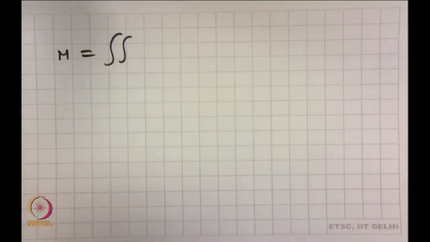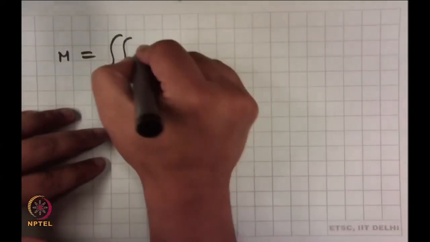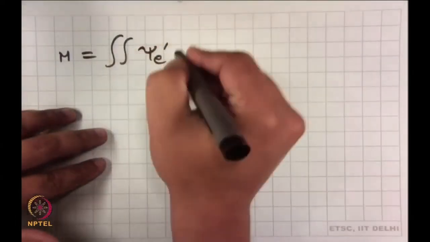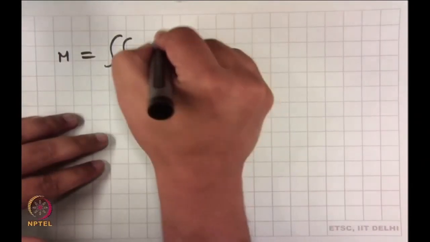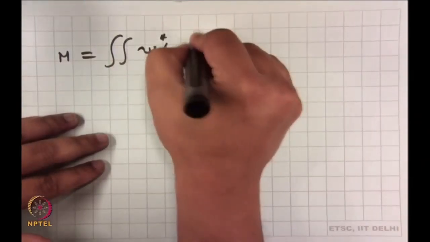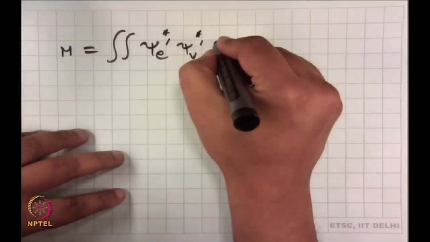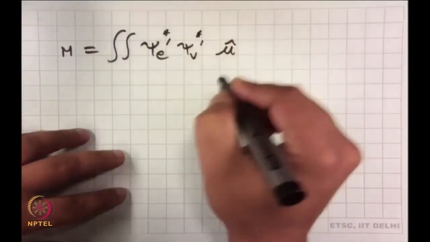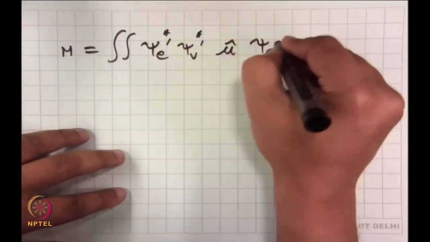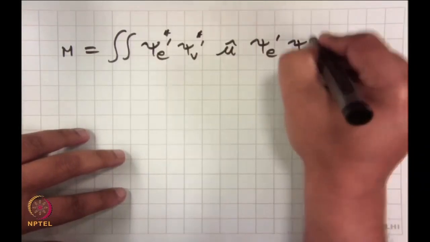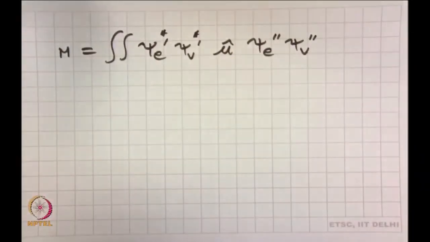What do you have? The psi prime can be written as psi e prime, and because this is on this side, it comes with a star, psi v prime star. It is like psi star h psi. Do you remember that? When you would do an expectation value, psi star h psi. Essentially, that is what I am doing. I am doing psi prime star, then the operator, then psi double prime. Your operator was mu, so I write mu out here, times psi e psi v, this is double prime being the ground state.